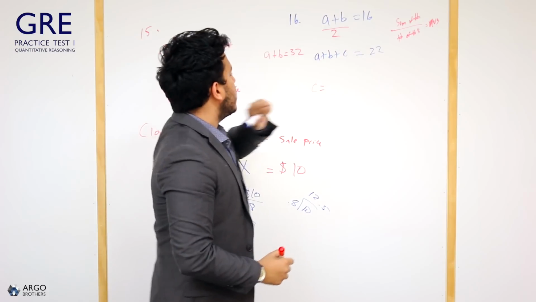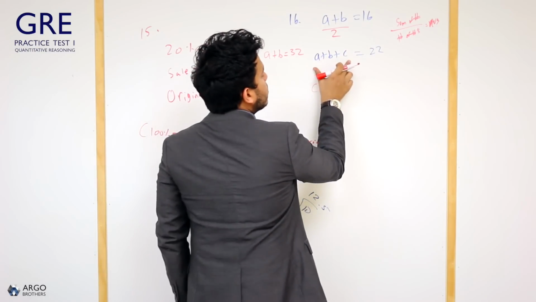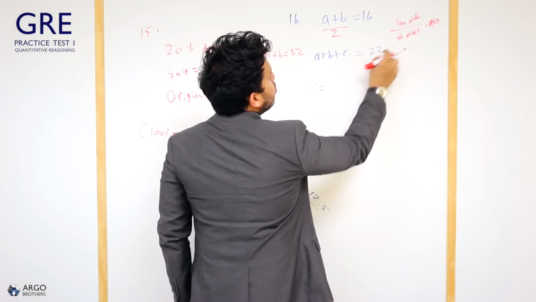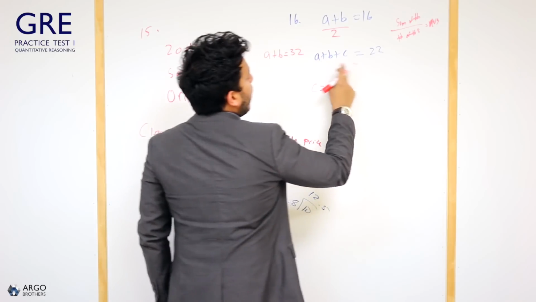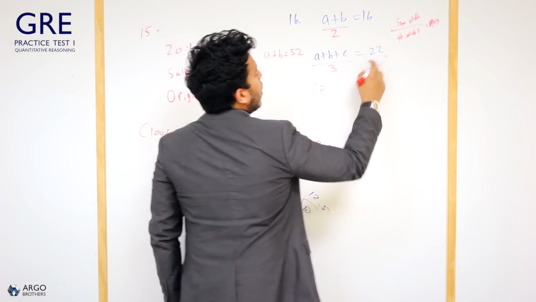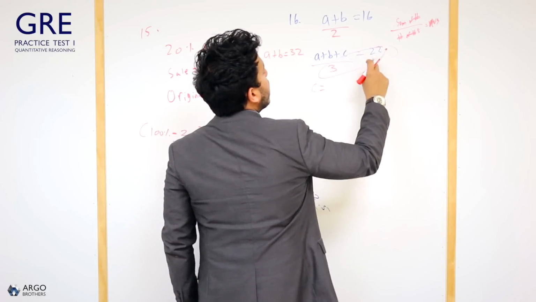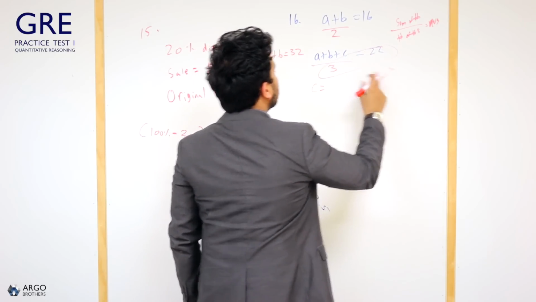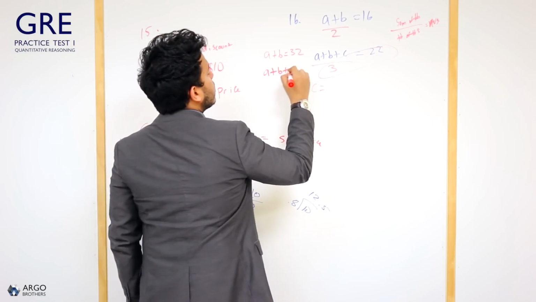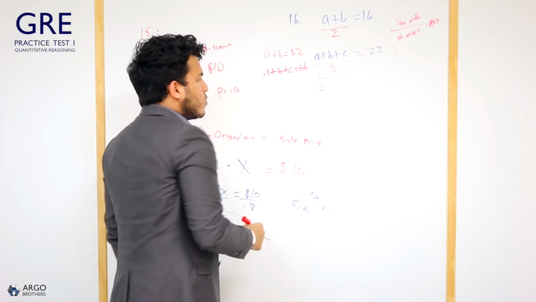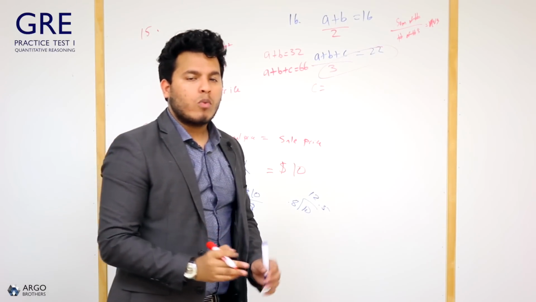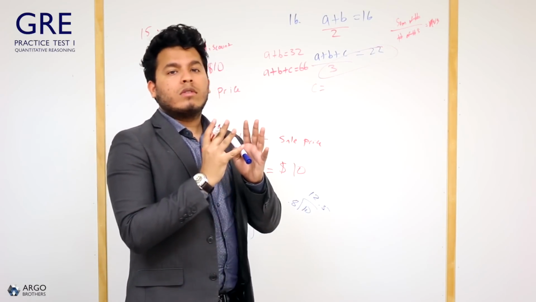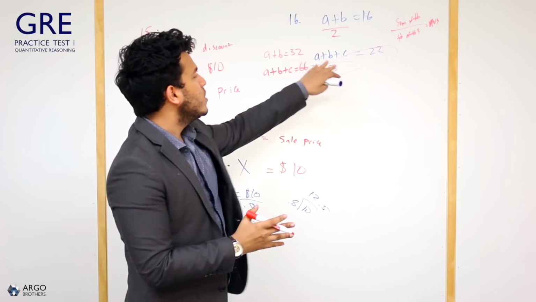The average is 16. And then A plus B plus C, if the average is 22, I can use this formula. How many numbers do I have on top? It's 3. So 22, I can go ahead and cross multiply. 22 times 3 is 66. So A plus B plus C is equal to 66. So this question doesn't really require you to find what A is equal to or what B is equal to, so you can find out what C is equal to.